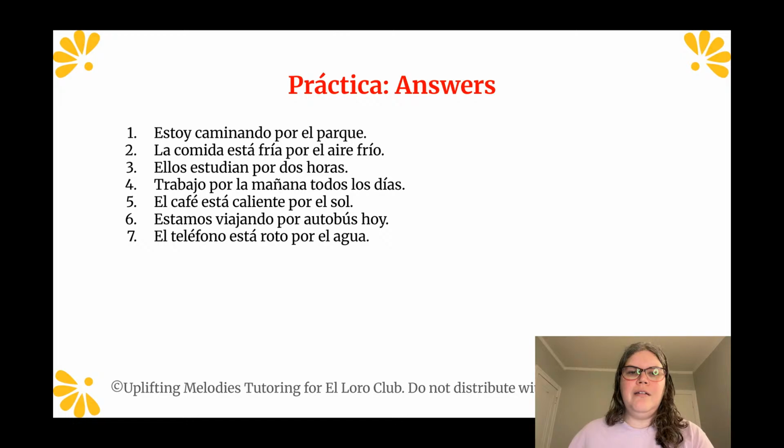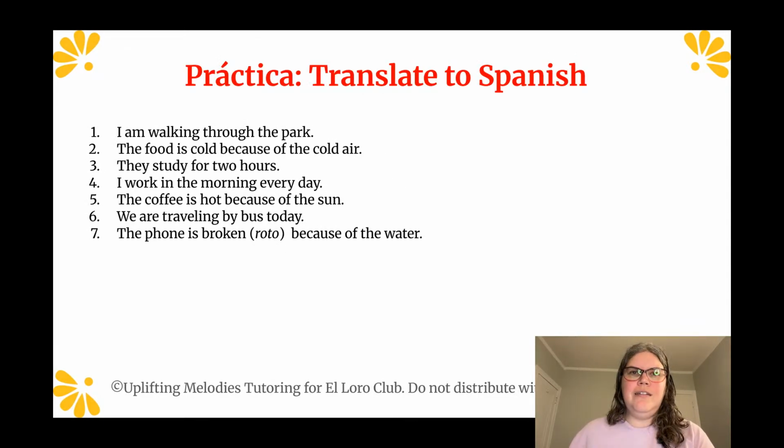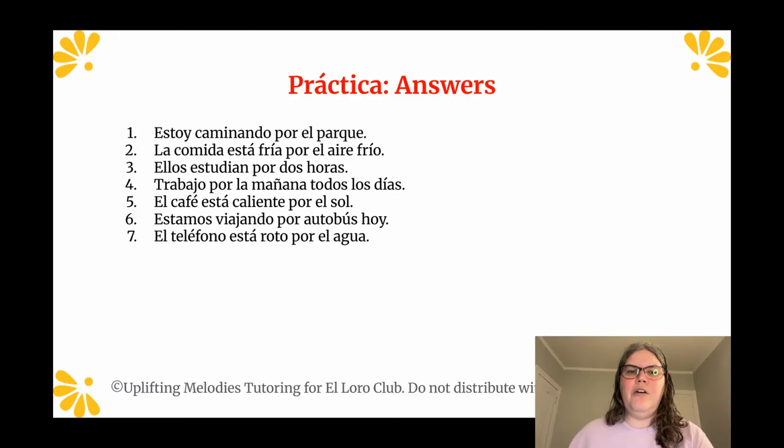And then last of all, we have the phone is broken because of the water. So this one, el teléfono está roto por el agua. So roto is an irregular. We call this the past participle. And then why? Because of the water. And this one, agua, is actually feminine, but it says el agua here because you don't want a la and an agua together, so because the a is stressed, it's el agua.